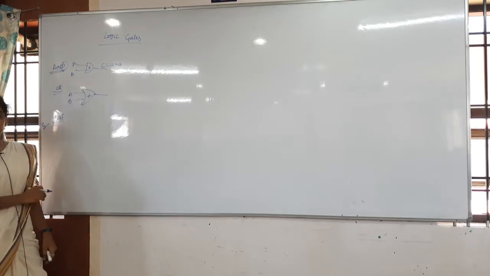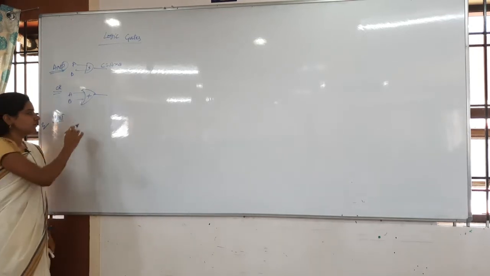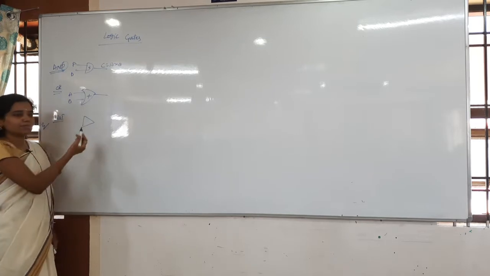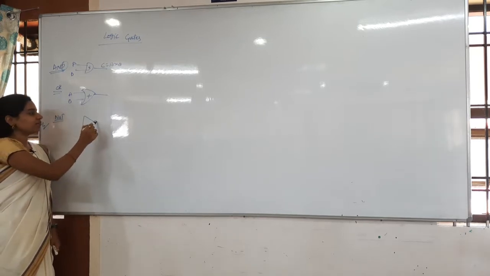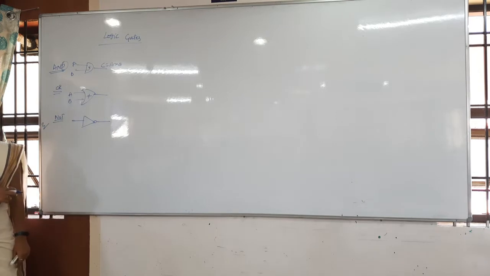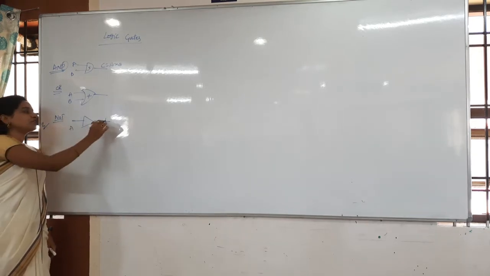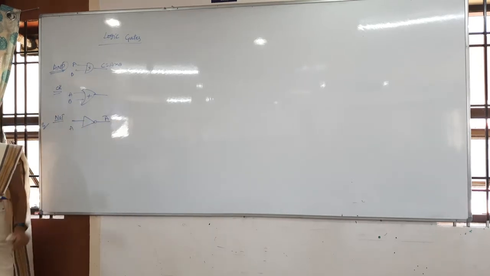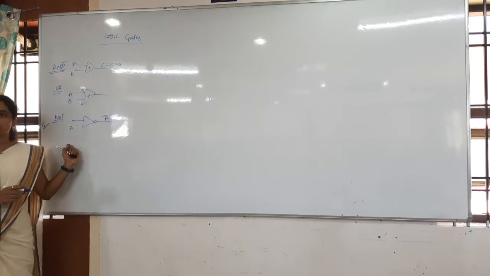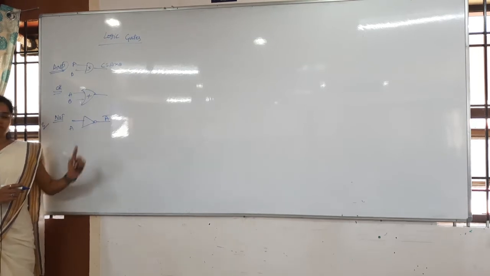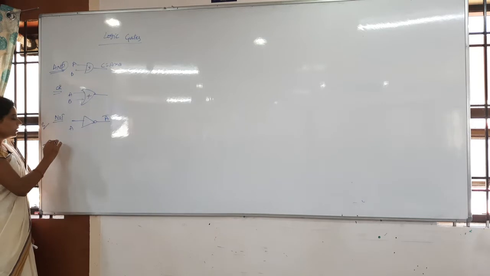NOT gate, how many inputs? Only one input. So you will get a triangle shape here, like a PN diode only. For that you will get a bubble here. How many inputs? Only one input, and then output is what here? Complementary of that. A means A bar. 0 1. Yes. Then after that we have discussed the NAND gate.